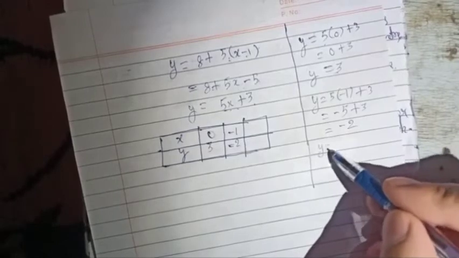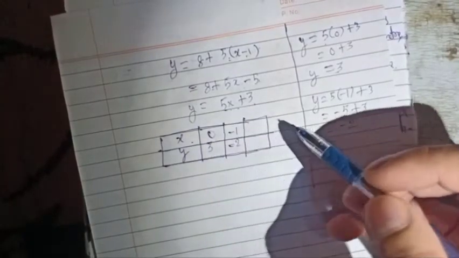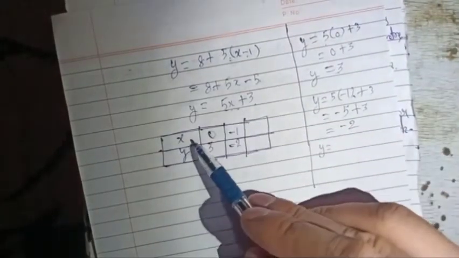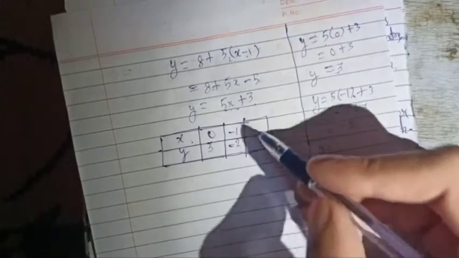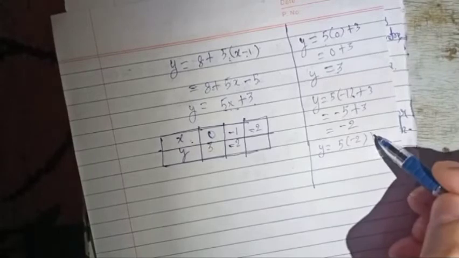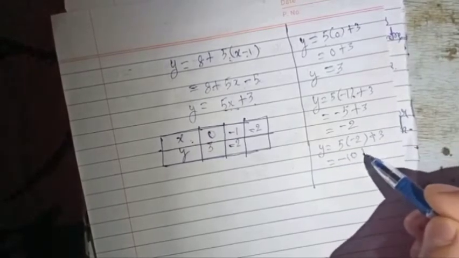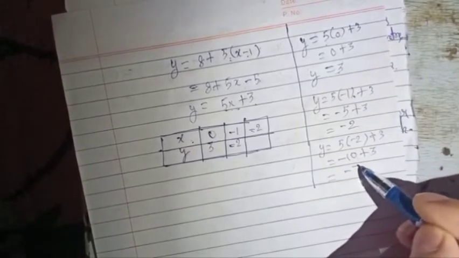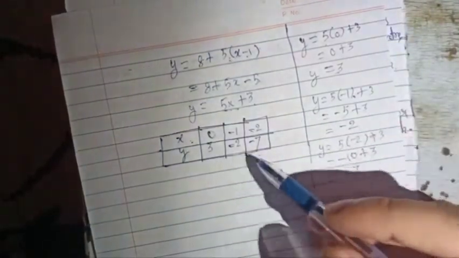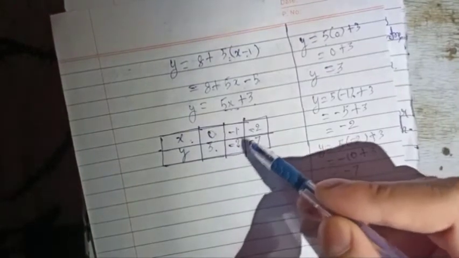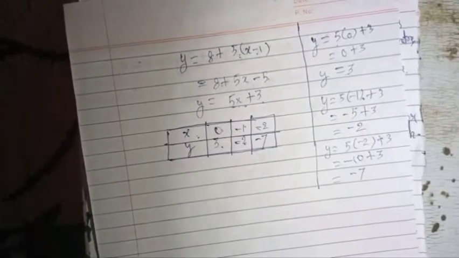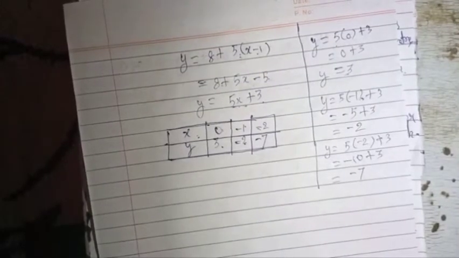In this way, we are substituting the values of x into the equation. If we substitute x equal to minus 2, then 5 multiplied by minus 2 plus 3 becomes minus 10 plus 3, which is minus 7. So these are the coordinates: (0, 3), (minus 1, minus 2), (minus 2, minus 7). Then we plot these points on the graph.